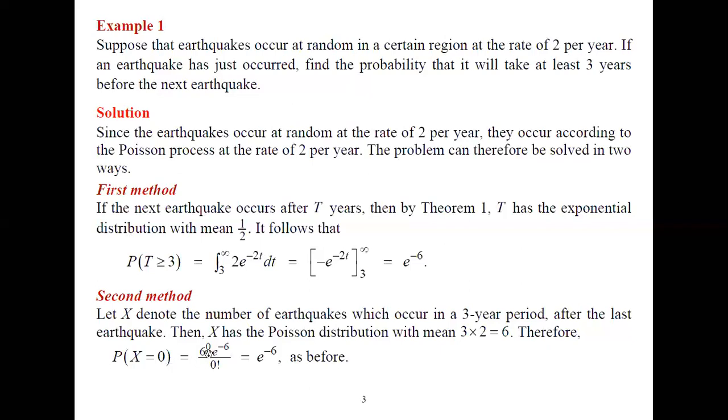So you put it into the Poisson distribution, and we know that X will have what? A Poisson distribution with mean 3 times 2, lambda times T. You remember? Lambda t. Yeah.